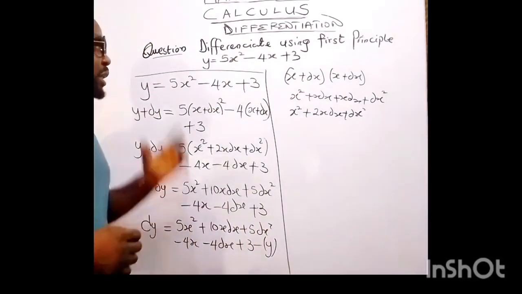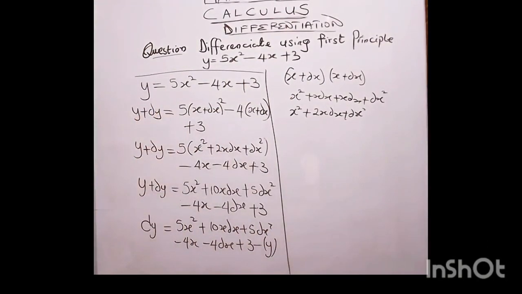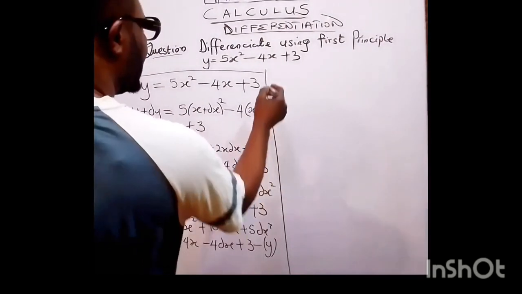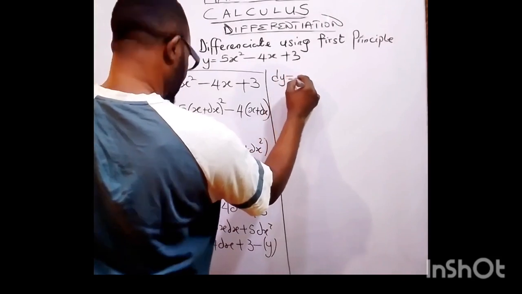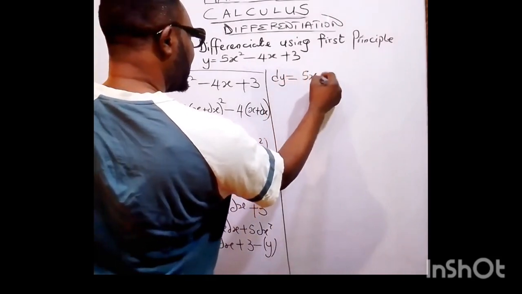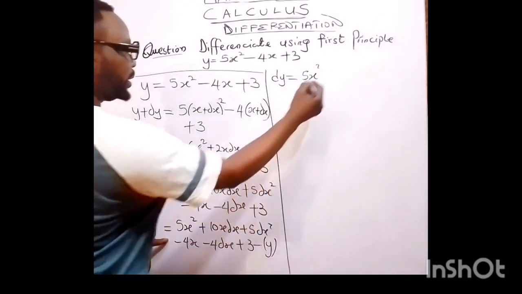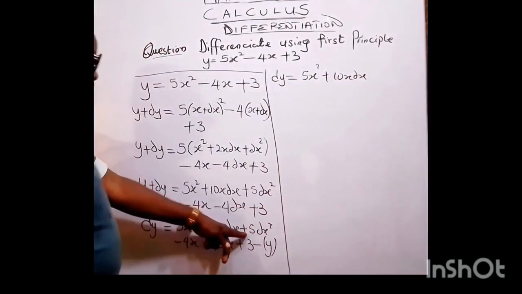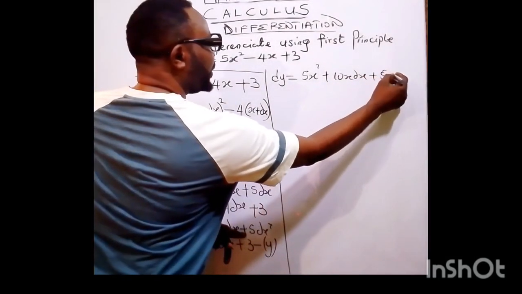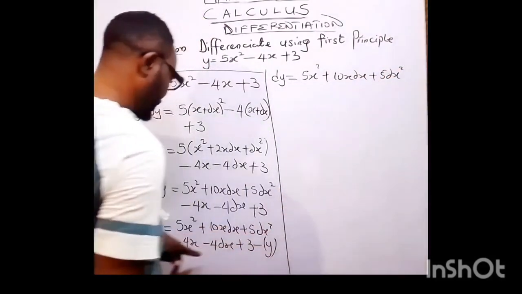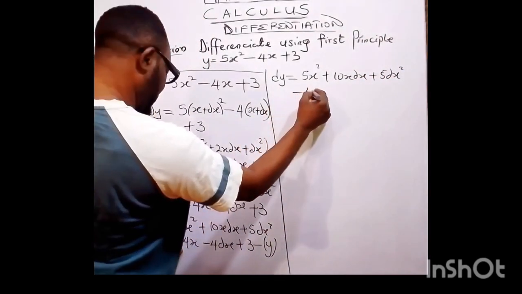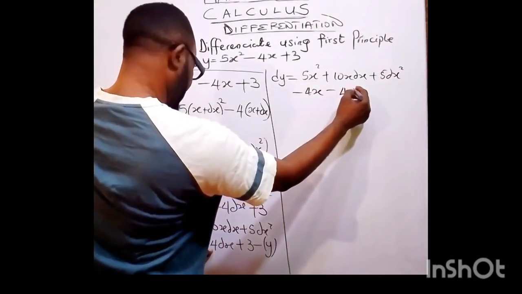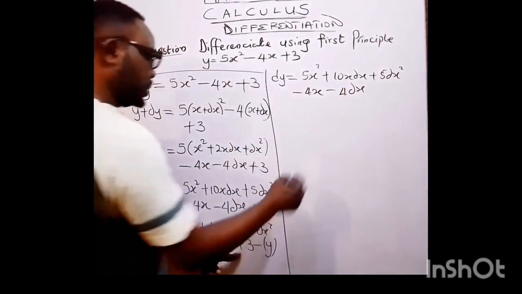Good. So that one is going to come in the place of that y there now. So the y will now be equal to 5x squared. I'm writing this all over again. Plus 10x dx plus 5dx squared minus 4x minus 4dx plus 3.